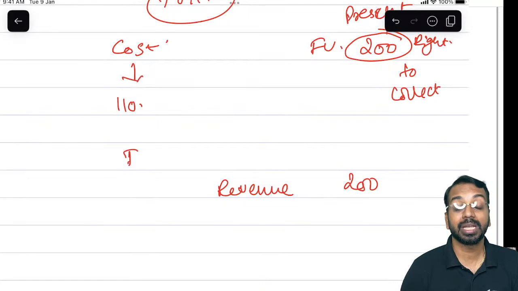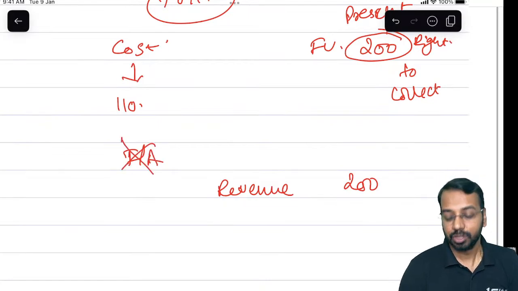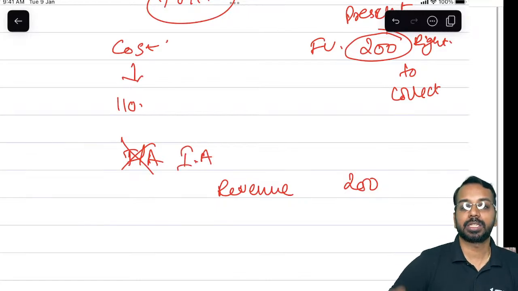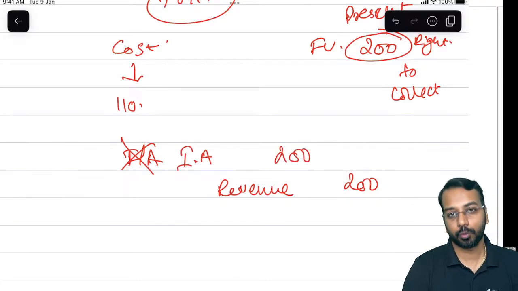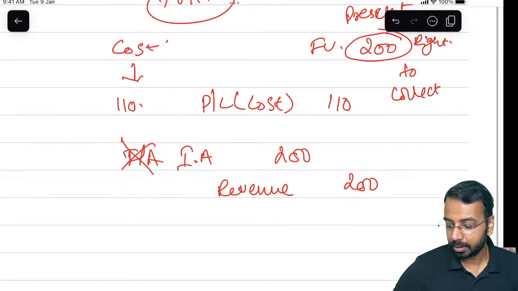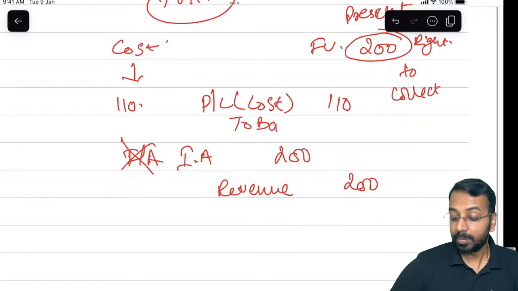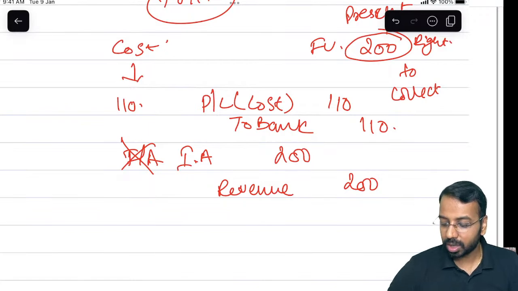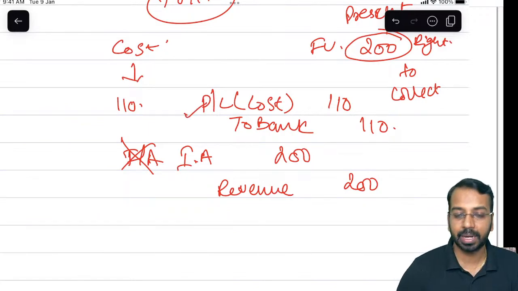No, I cannot say that, because I don't have an unconditional right. So I will say I have an intangible asset worth 200, against which there will be revenue recognized of 200. Then whatever cost I have incurred will be debited to P&L as the cost of construction, total expected cost 110, and credited to bank 110. Please remember, this is not a single day entry. As and when I incur the cost, I will charge it to P&L.